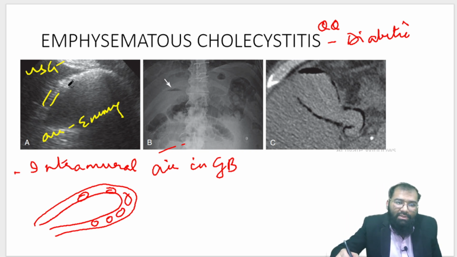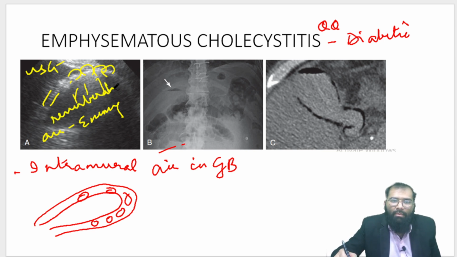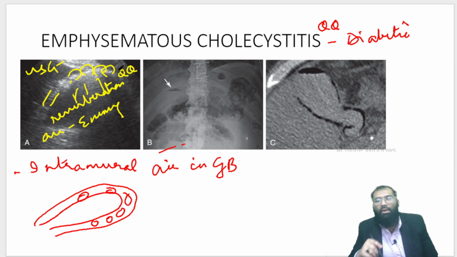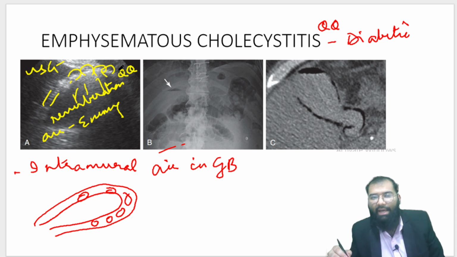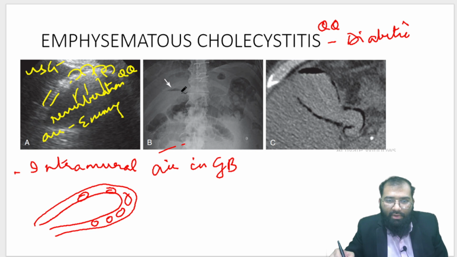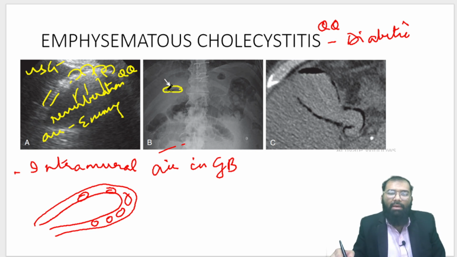So here you are able to see multiple hyperechoic areas, but they are not showing full shadow. They are showing multiple artifacts. This is called reverberation artifact. So again, this is an important question which is asked on physics of ultrasound. What artifact is shown by air foci? Answer is reverberation artifact. Now on X-ray, you are able to see that there is a focus of air within the wall of GB, but it is very dicey. So you need to do a CT scan.